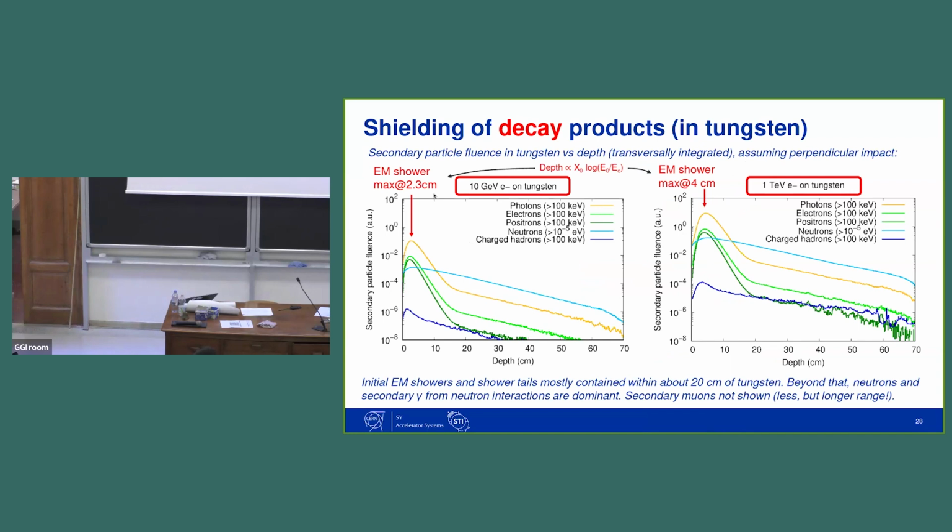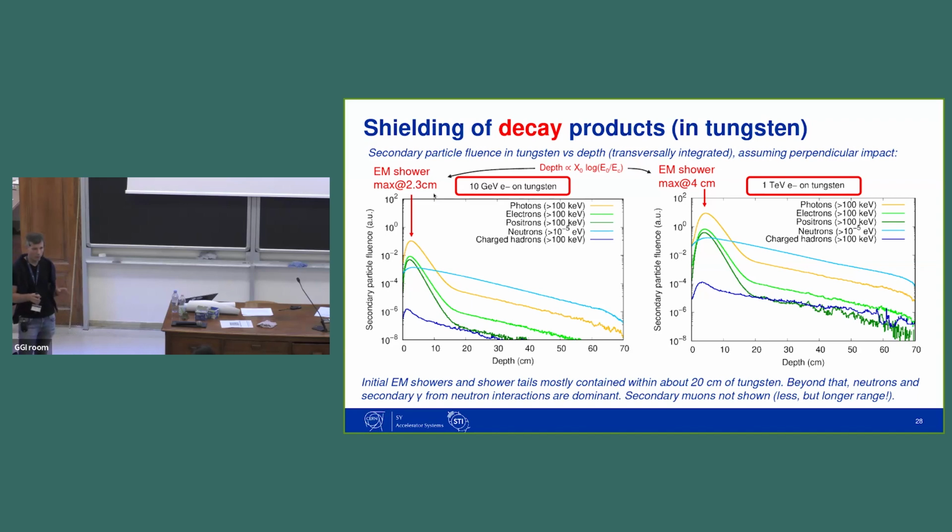This is the secondary particle fluences as a function of the depth, transversely integrated. I don't look now at transverse shower shapes, and I assume you have perpendicular impact. So this is the shower buildup. These are the photons and the electrons and positrons. The shower maximum is already reached after 2 centimeters here. For the 1 TeV machine, already after 4 centimeters. You see, not much further. So we are also very efficient in shielding the showers. Essentially, after 10 to 20 centimeters, we have very well shielded our showers.